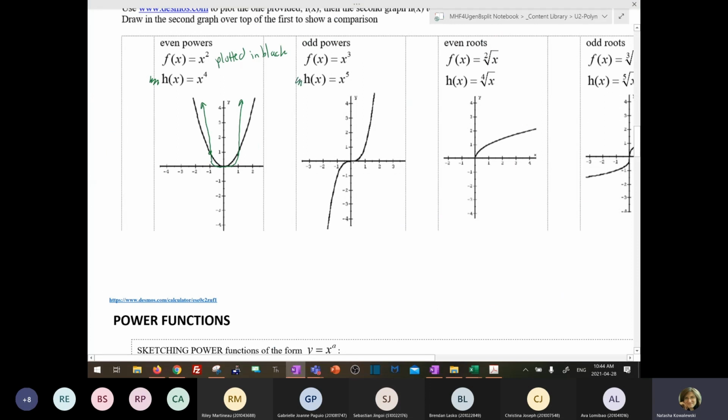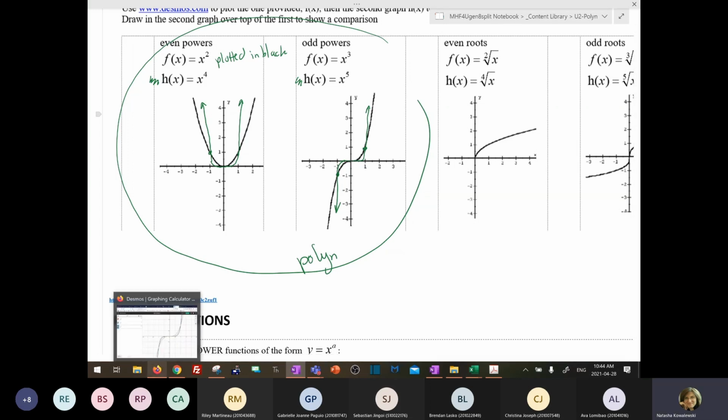The green one will be the one I'm plotting. So it's going to go through the 0, more flat, and then shoot to infinity faster, more flat, through 0, and then shoot to infinity, negative infinity, much faster. So these two things would be considered polynomials, but very simple polynomials because it's only one term at a time.